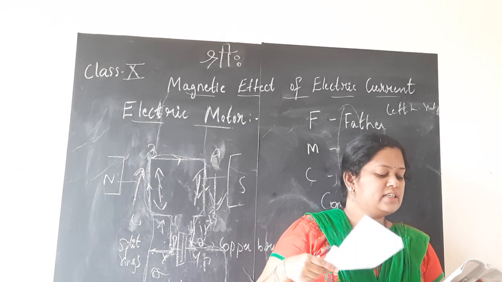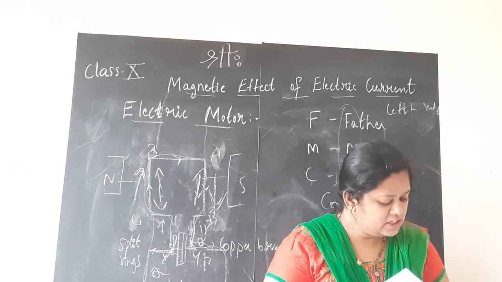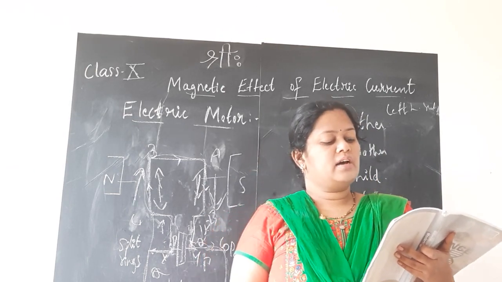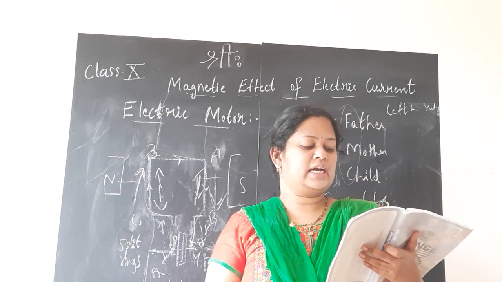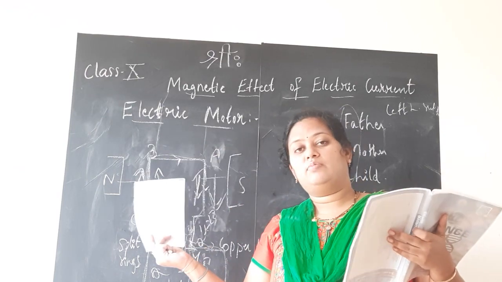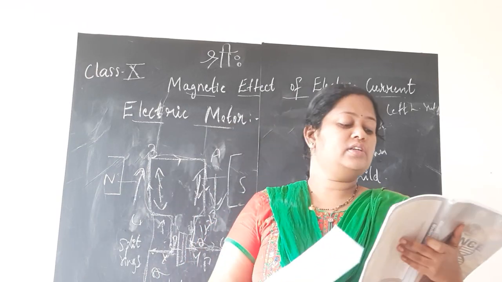Therefore, the coil and the axle rotate half a turn more in the same direction. The reversing of the current is repeated at each half rotation, giving a continuous rotation to the coil. The commercial motors use an electromagnet in place of a permanent magnet. So this is how the motor works. This is about the electric motor, what we use in the devices, children, about that they have given.